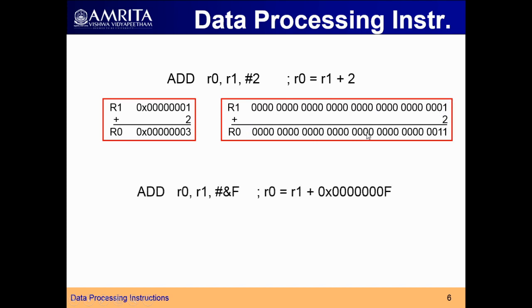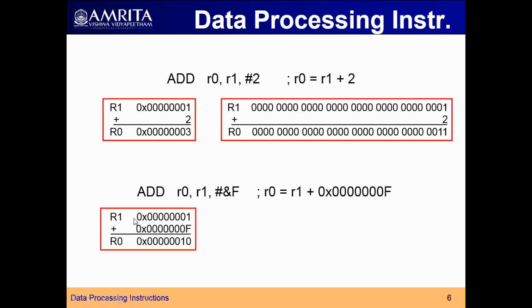Let us take another example. Here, instead of giving the immediate data like this, I have added one more thing, known as &. I have written it like this, &F. What does this & represent? It shows that the next data is hexadecimal data. Here I have written only #2, which means 2 will be taken as decimal data. But if we write &F, F will be taken as a hexadecimal number. So here the content of R1 will be added with 0000F and the result will be stored in R0.